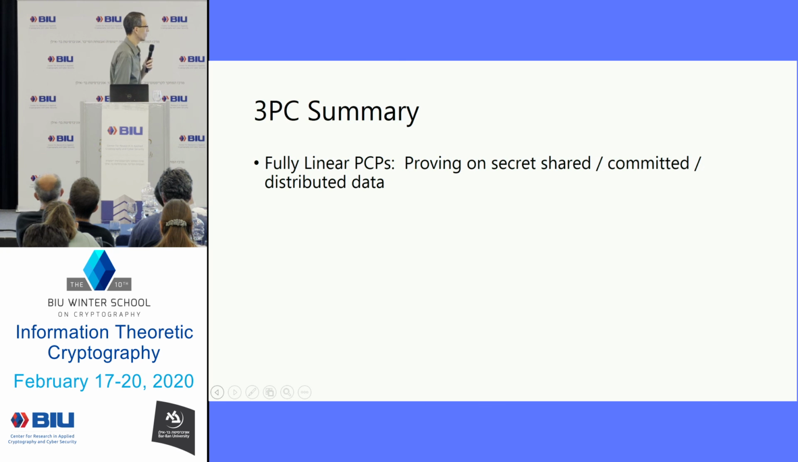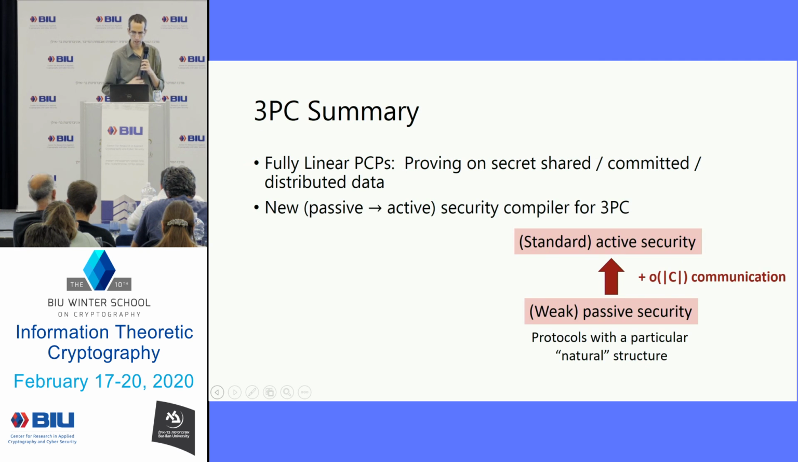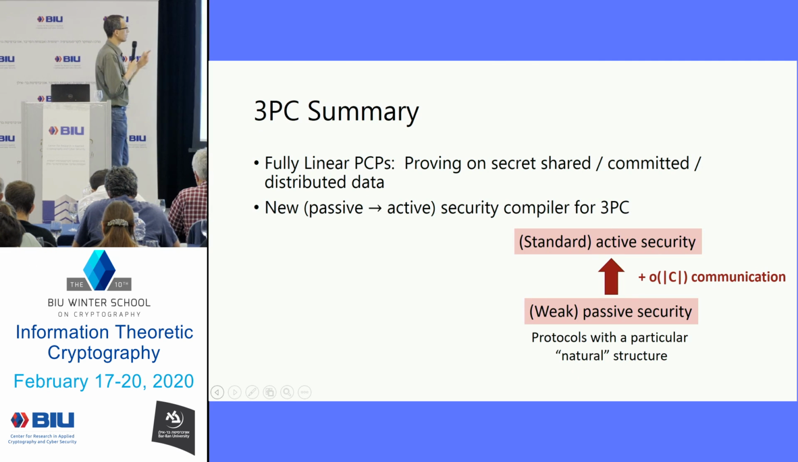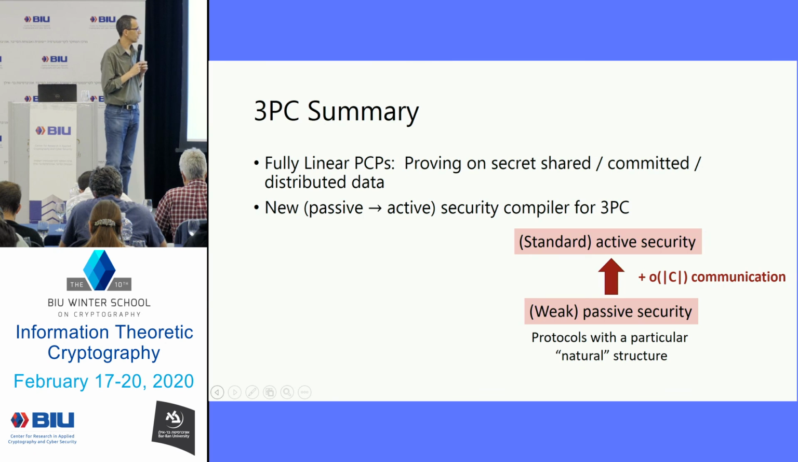Okay, so here's a short summary. We had fully linear PCPs. We can prove on secret shared data. We can also prove on committed or distributed data, but we use it for secret shared. We have a new compiler from passive to active security for 3PC and for more than that.